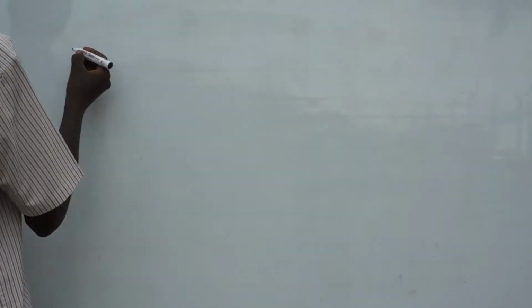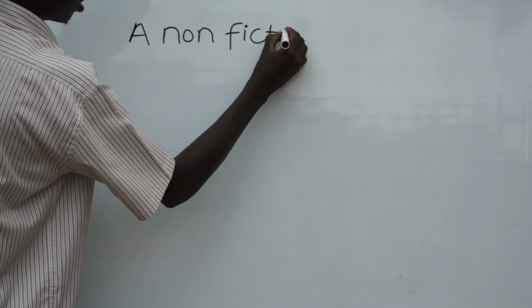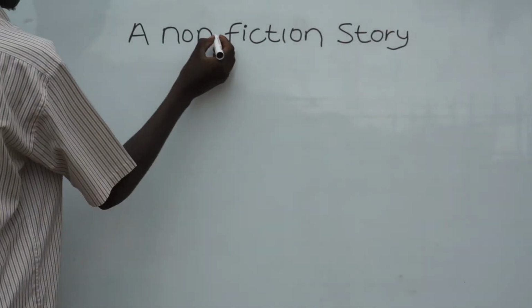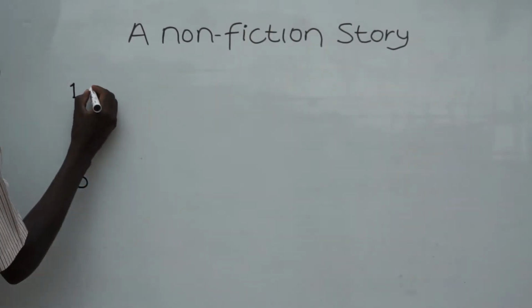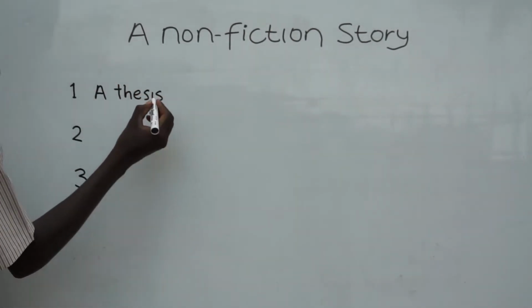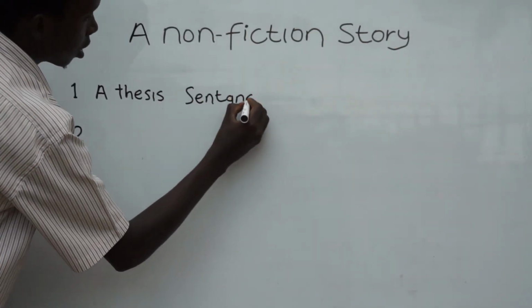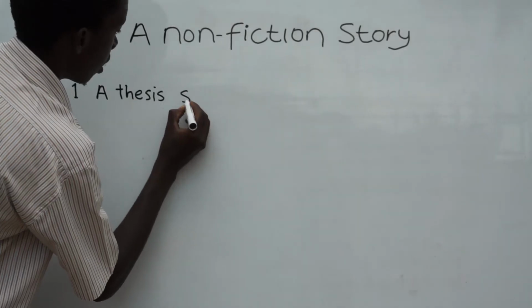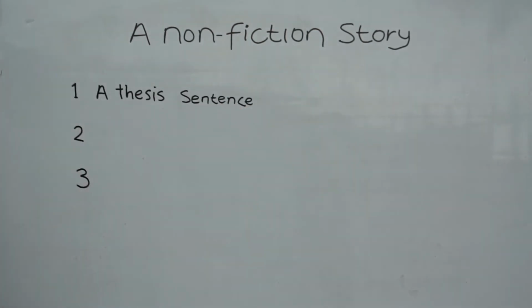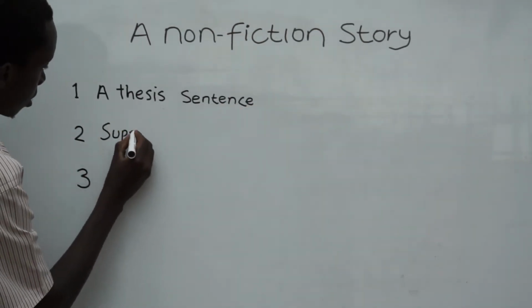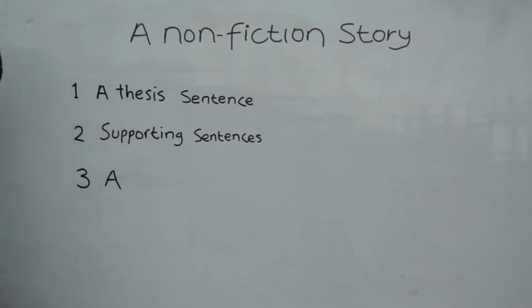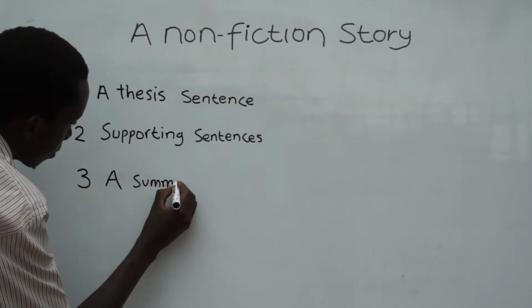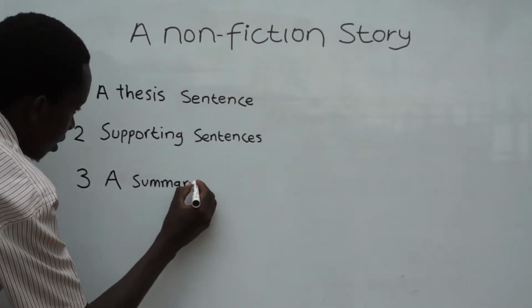Some weeks, a theme, subtheme, or keyword may be better suited for a non-fiction story. It's also good if your pupils are able to write non-fiction stories. Let's look at the steps to writing a non-fiction story using the same keyword, theme, and subtheme. A non-fiction story also has 3 key components. 1. A thesis sentence or a thesis question. 2. Supporting sentences. 3. A summarizing sentence.